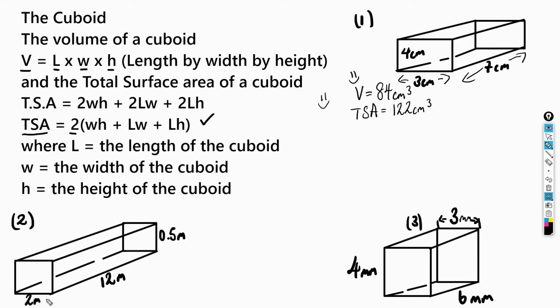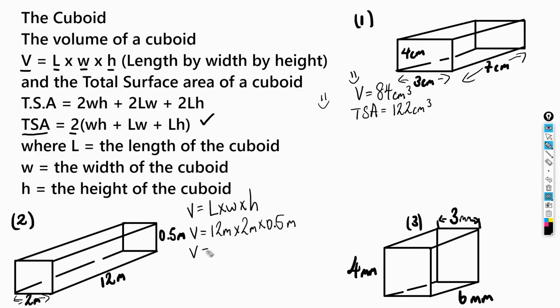And for number 2, we can see that we have a very long length, a short height, and a small width as well, okay? So for this case, we need to find the volume. So the volume is equal to the length times the width times the height, right? So the volume should be equal to the length, which is 12 meters, that's the longest part, times the width, which is 2 meters in this case, right? The 2 meters here. And the height is 0.5 meters, okay? It's a very small height in this case.